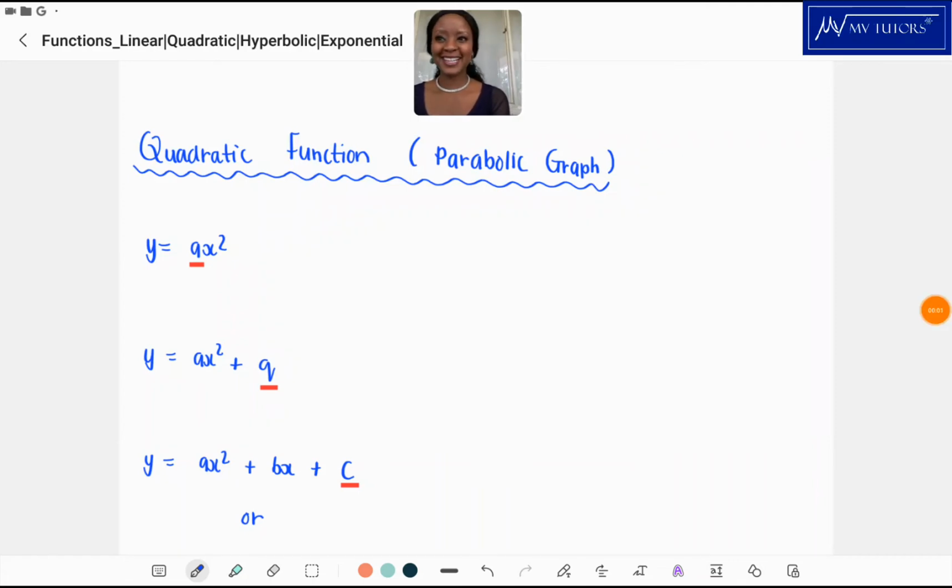Hello everyone, we are still continuing with functions and now we're going to have a look at the quadratic function.